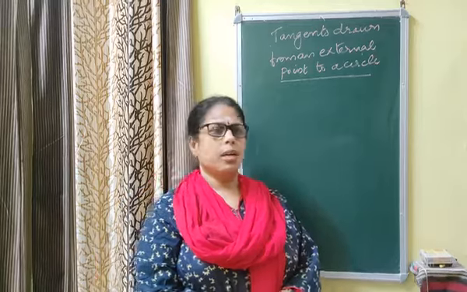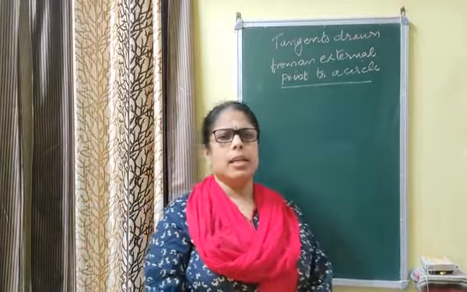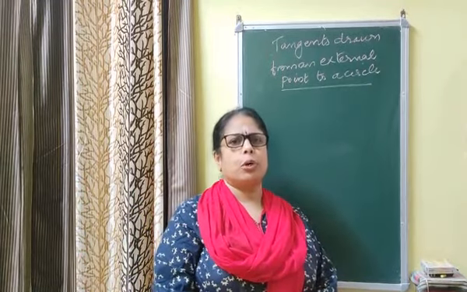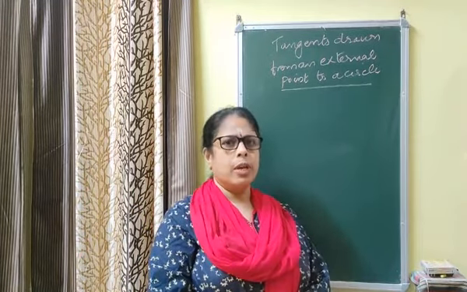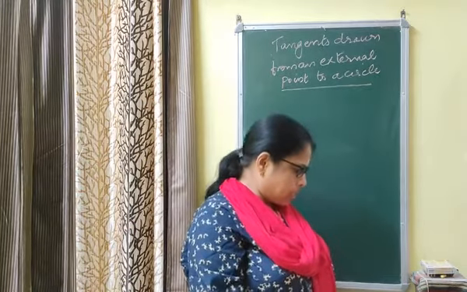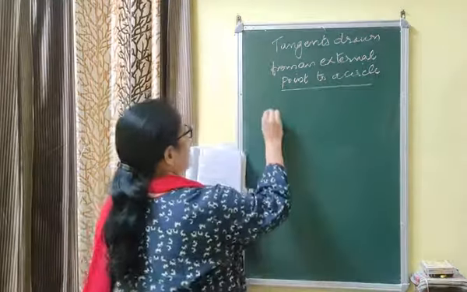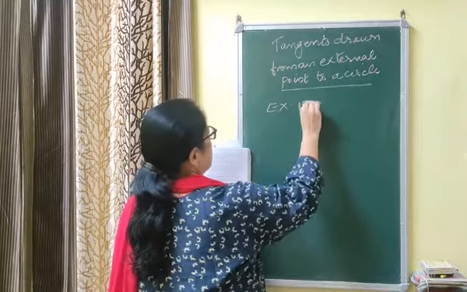Good morning, students. Let us continue chapter circle. First theorem we have already discussed. The radius is perpendicular to tangent at the point of contact. That is the first theorem. And before starting second theorem, let us discuss the questions on exercise 10.1. After that, we will start exercise 10.1.